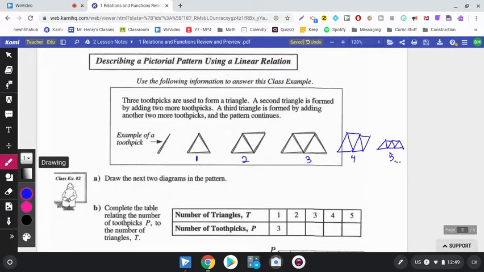Well, we can talk about relations in a lot of ways. I can use diagrams to talk about the number of triangles to the number of toothpicks. I could use a table, which is what we're going to do next, to talk about the number of triangles to the number of toothpicks. I could use an equation, and I could even graph it. So what this unit is all about is the different ways that I can represent relations or connections between things.